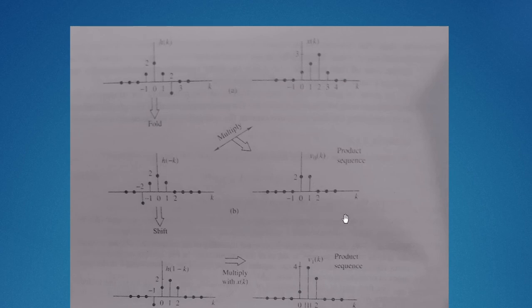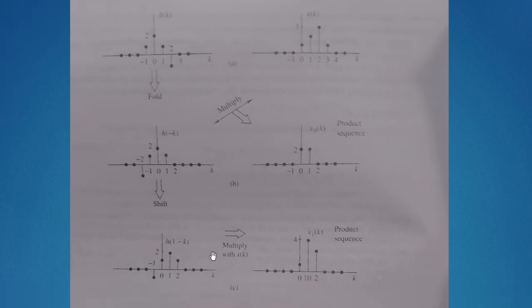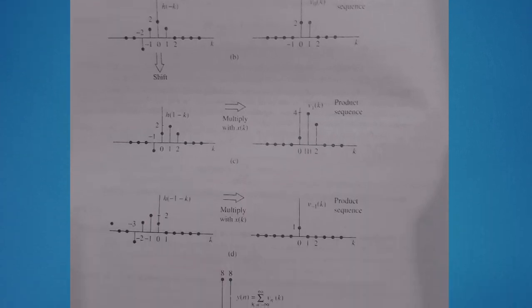What should be the next step? This has to be shifted. You shift it. Again multiply it by the xk. You get this sequence. Similarly, you shift it to h2 minus k, h3 minus k, something like that, to get the sequences until you get the 0.